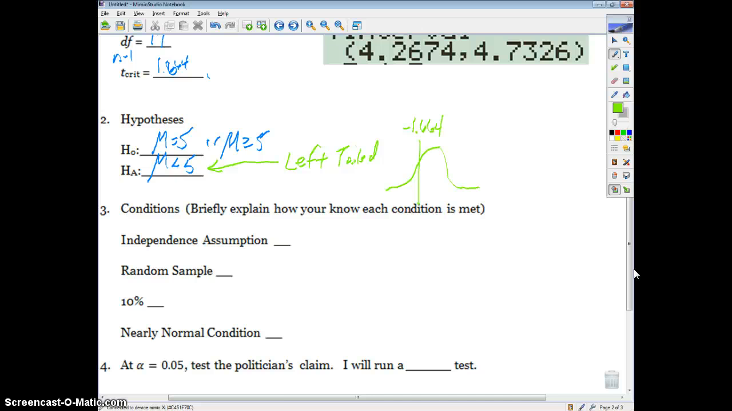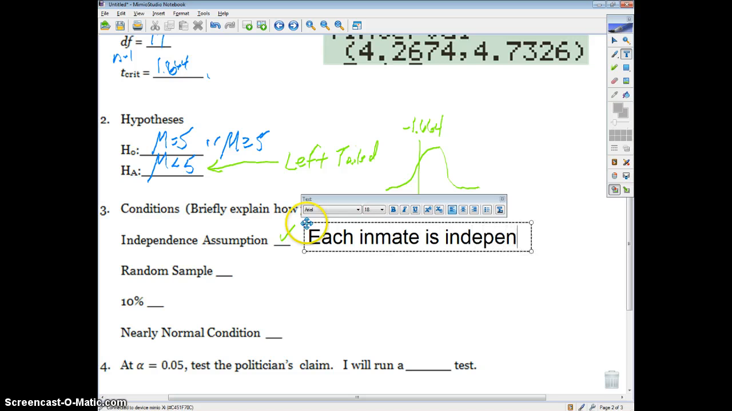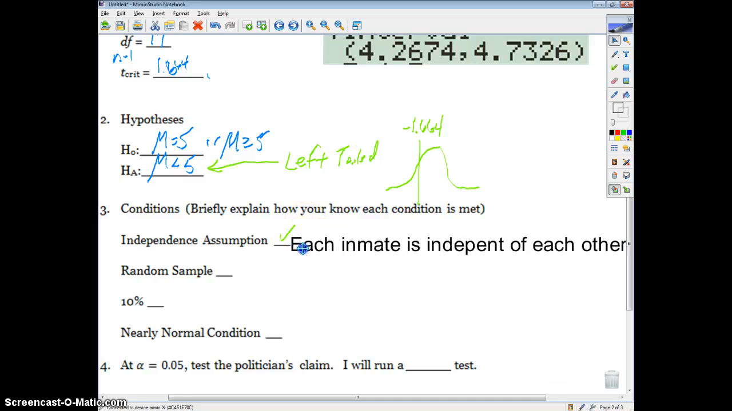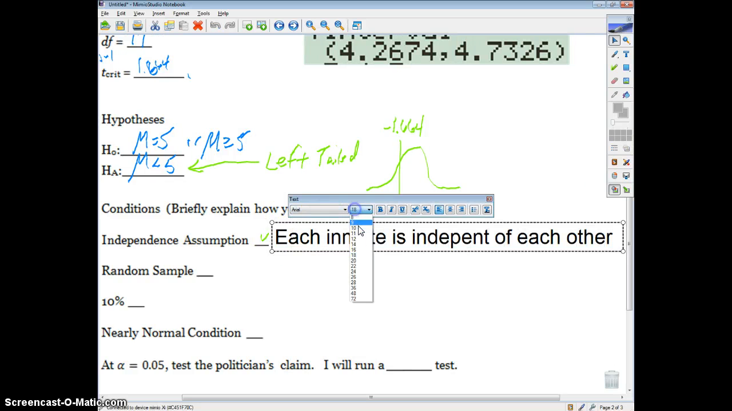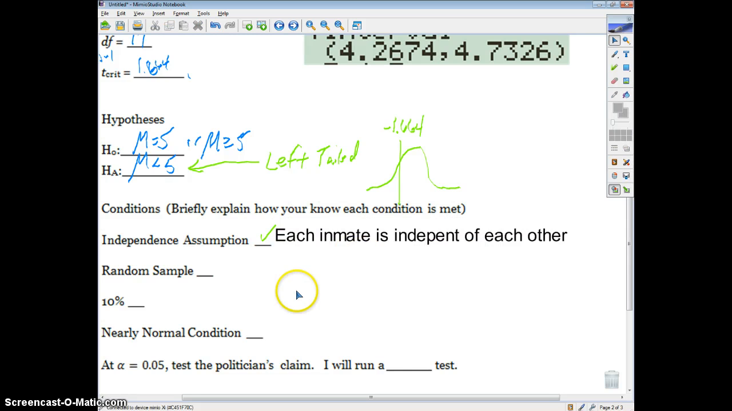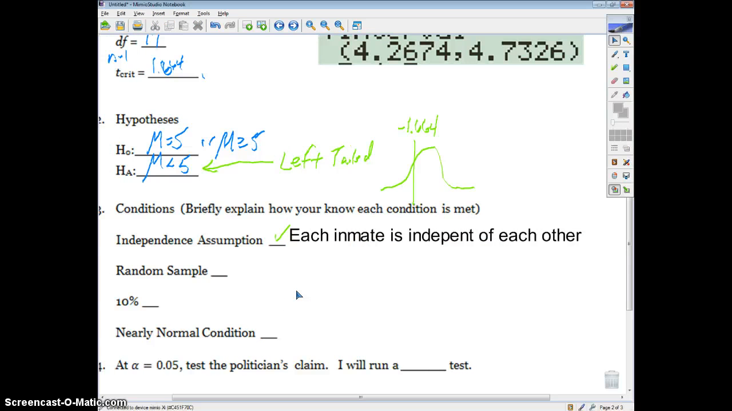All right, now. So the conditions, the independence assumption, okay? I am going to say check, we have that because each inmate is independent of each other, okay? So what one inmate does has no bearing really on the other inmates and their prison times. Do we have a random sample? Yes, that is stated in the problem above. Okay, it states the 80 randomly selected inmates. Okay.